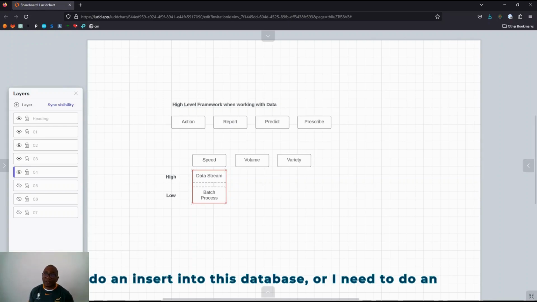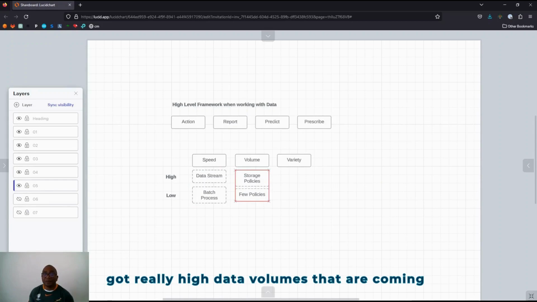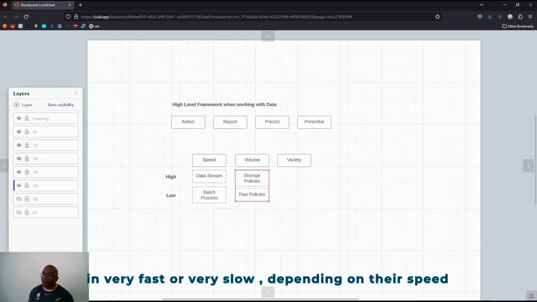I need to either do an insert into this database, or I need to do an upsert into there, or I need to do something with it. But it's going to be a batch process that doesn't need to run as quickly, it can run relatively slowly. When you're looking at volume, if you've got really high data volumes coming through, and generally high data volumes can come in very fast or very slow, depending on their speed.